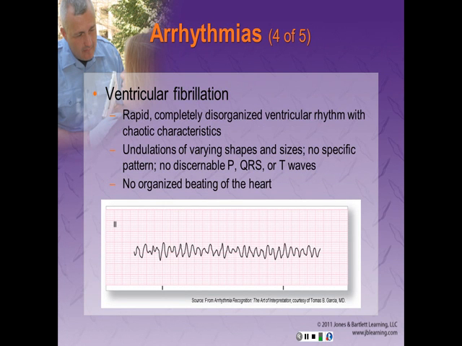Ventricular fibrillation is a rapid, completely disorganized ventricular rhythm with chaotic characteristics. Undulations of varying shapes and sizes with no specific pattern and no discernible P, QRS, or T waves. There is no organized beating of the heart, and the best chance for a patient to survive this rhythm is dependent on rapid defibrillation.